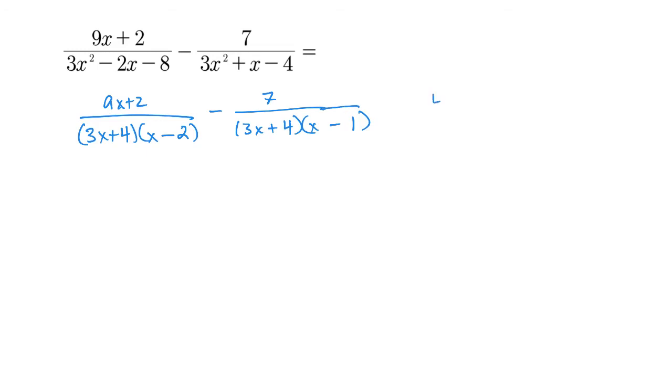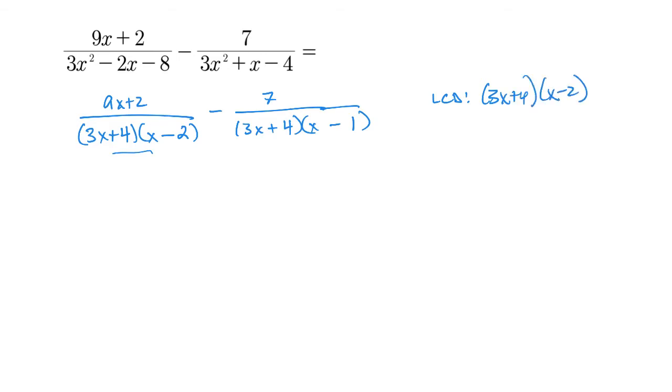Good. Okay, so I've factored each of them. So now I have to find a lowest common denominator. It's got to include each factor the most number of times that it occurs. And I always do this. I just pick one of the denominators. So it has to have a 3x plus 4 and an x minus 2 in it.